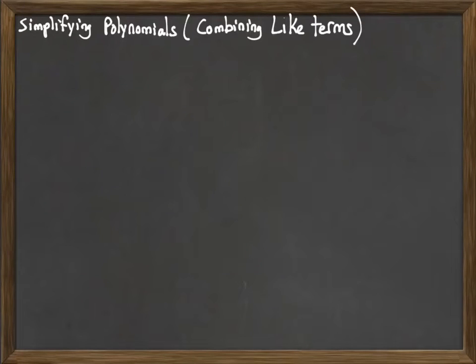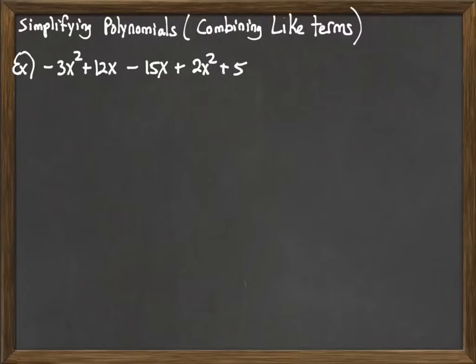Remember, if the variables are the same, we can put the number terms together, the coefficients together, to get our result. So let's look at a couple of examples here with simplifying polynomials by combining like terms. We begin first with a polynomial involving just the variable x. We have negative 3x squared plus 12x minus 15x plus 2x squared plus 5.